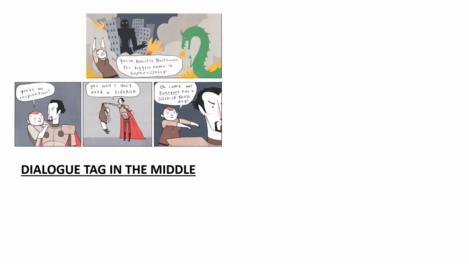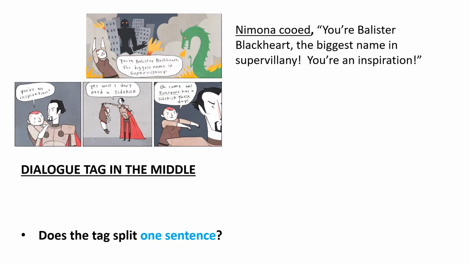It's only a tiny bit trickier when the dialogue tag splits one sentence. We still want to find a natural pausing place where we can split the sentence, but let's pause in the middle of Nimona's sentence. Let's put it here. We could say, "You're Ballister Blackheart," Nimona cooed. So far, it's just like we have a dialogue tag at the end, but we haven't finished our sentence.